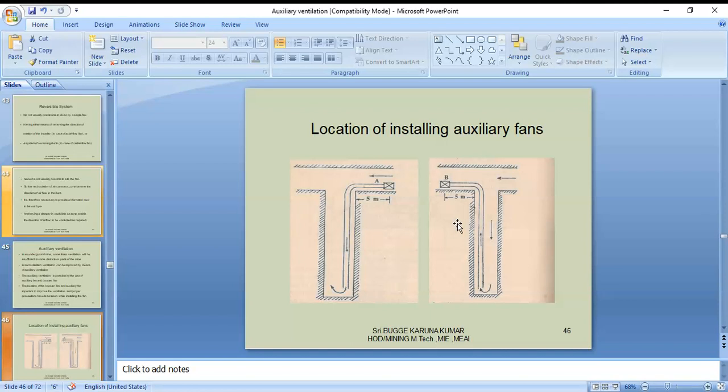So this is the one model: 4.5 meters or 5 meters away is sufficient. Similarly, for locations installing an auxiliary fan, mostly 4.5 meters or 5 meters. The location of the intake from the return is also similarly placed, and the intake is also similarly placed.